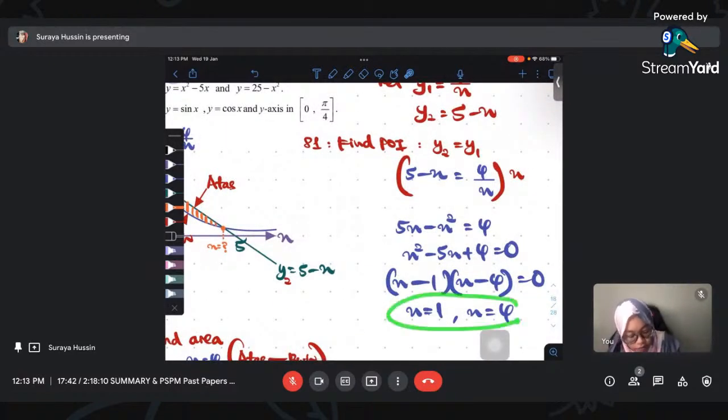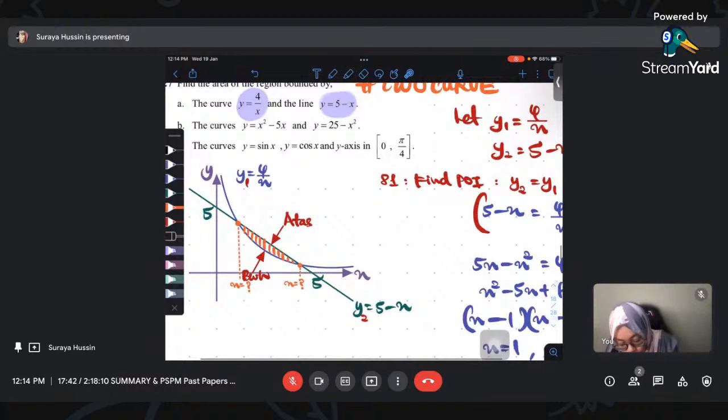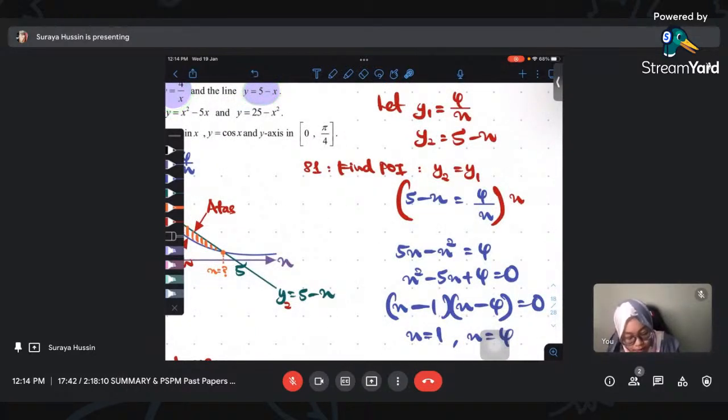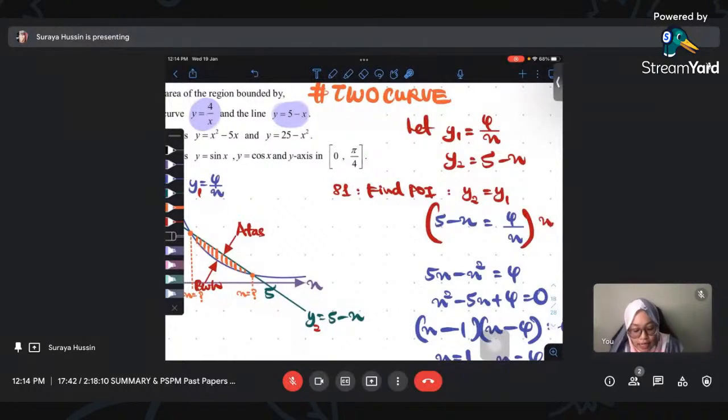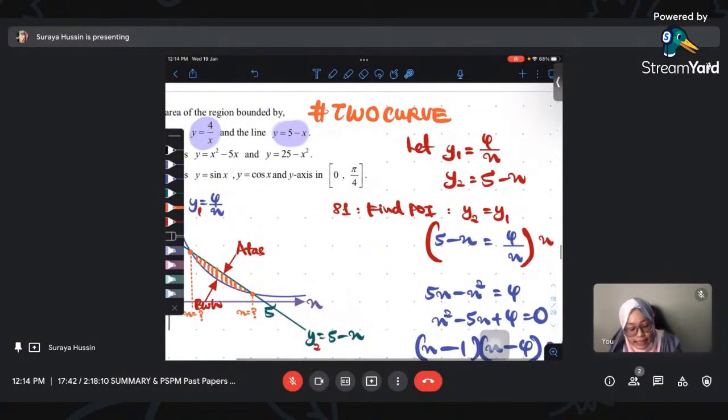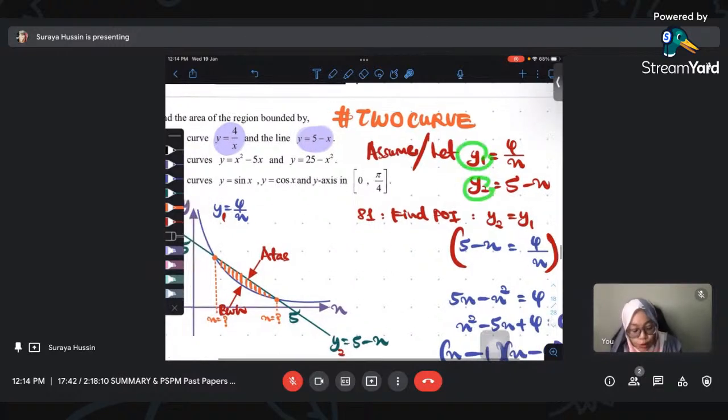So in order to find the value of x, I need to equate this function to this function, making y equal to y. But before that, you must understand that this is where we have to start, assuming which one is y1 and which one is y2. In this case, for me, you can do it your own way. My way is to take one of them.